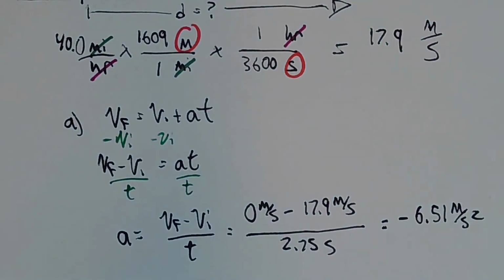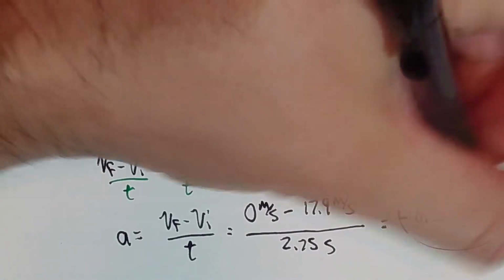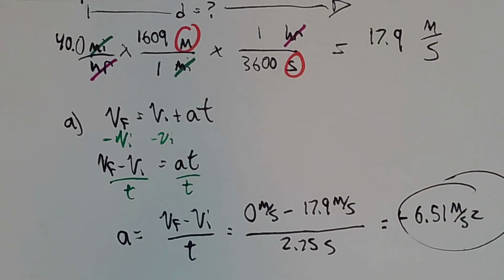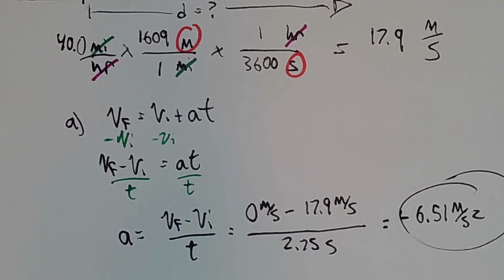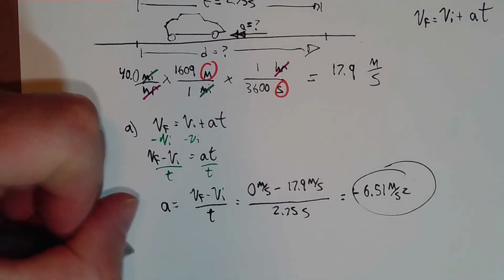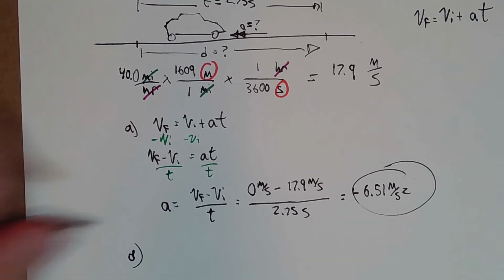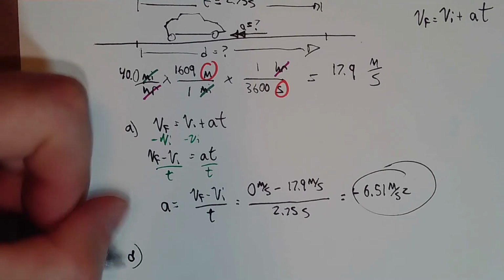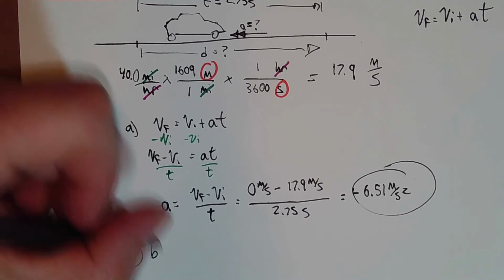And again, a negative acceleration and a positive velocity mean the object's slowing down. So that's what we expect to see. So that is the answer to part A. Now, part B, we are interested in the displacement. We're solving for D in part B.